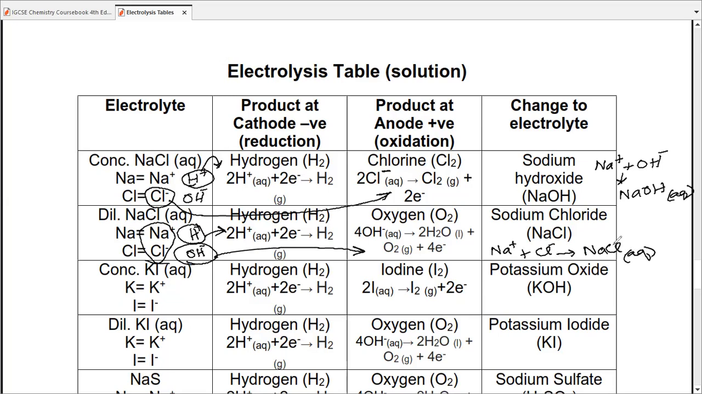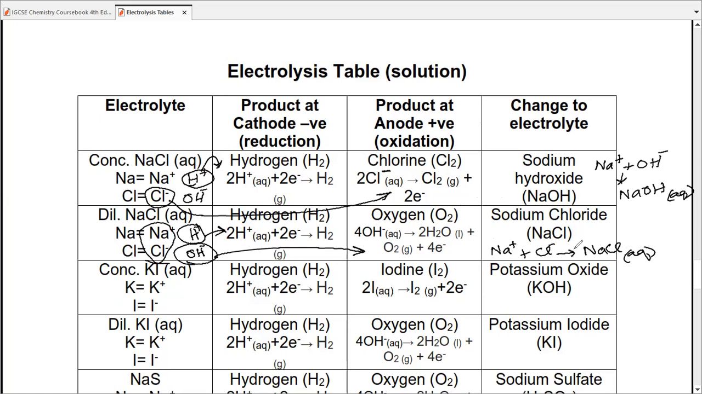So the products at cathode, anode, and change to electrolyte for concentrated solution and for the dilute solution are different. We have the same hydrogen gas at cathode, but the anode product is different. We're producing chlorine gas at anode in case of concentrated solution and oxygen gas at anode in case of dilute solution. We're producing sodium hydroxide solution as a change to electrolyte. However, the sodium chloride salt is left if we are going with a dilute solution.